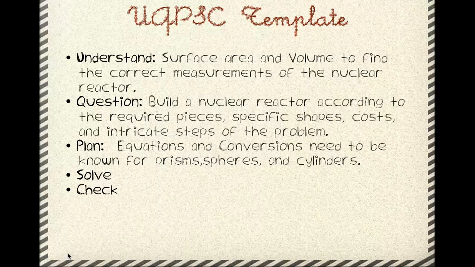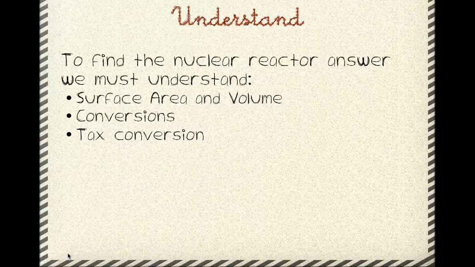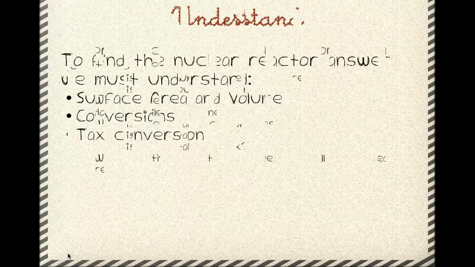We can solve this problem by using the UQPSC template. To start off, you have to understand surface area and volume to find the correct measurements of the nuclear reactor. The question is to build a nuclear reactor according to the required pieces, specific shapes, cost, and intricate steps of the problem. Plan: equations and conversions need to be known for prisms, spheres, and cylinders, then solve and check. Understand: to find the nuclear reactor answer, we must understand surface area and volume, conversions, and tax conversion.